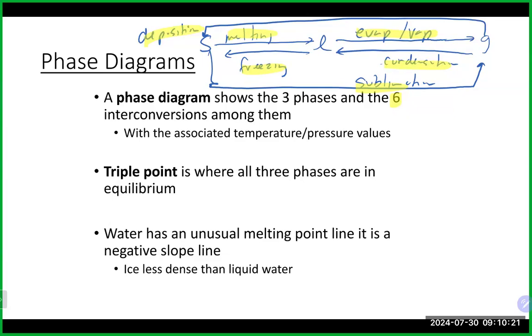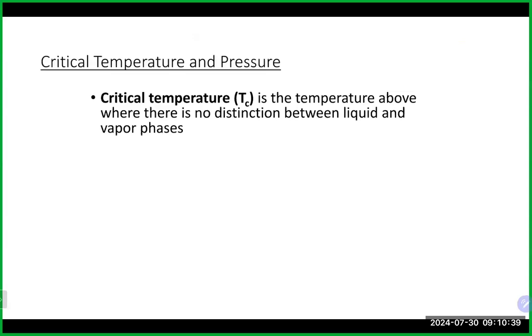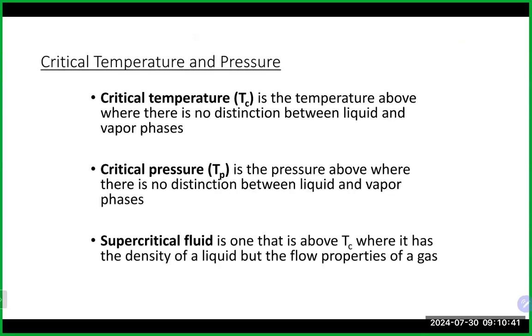So the substance will be at the same time in the liquid, gas, and solid phase based on that pressure-temperature combination. Water, as we will see, has an unusual negative sloping line, and that accounts for why ice is less dense than liquid water. Now, a couple of other important parts when we look at this diagram.